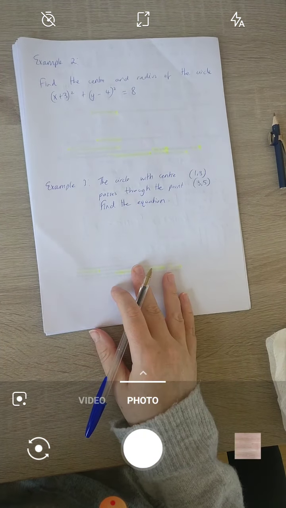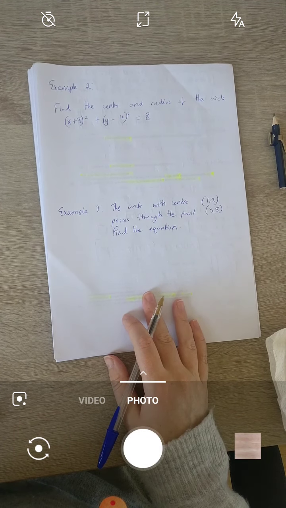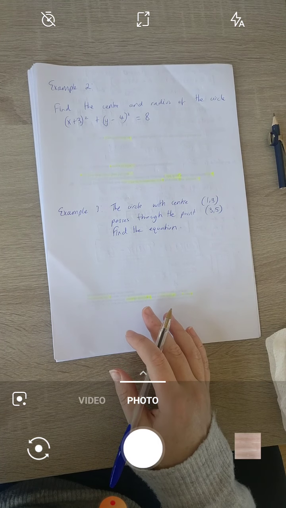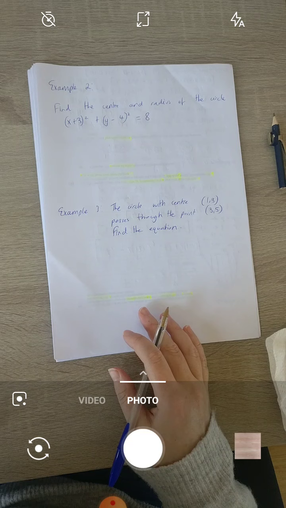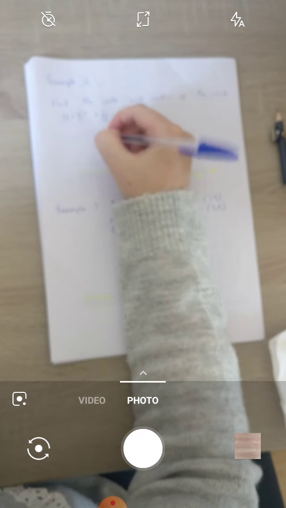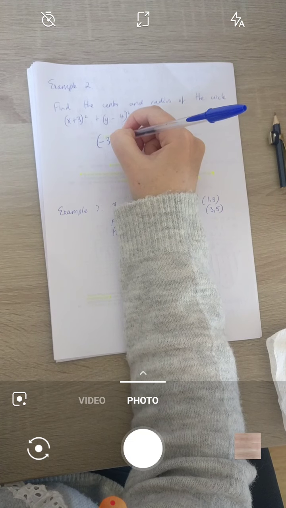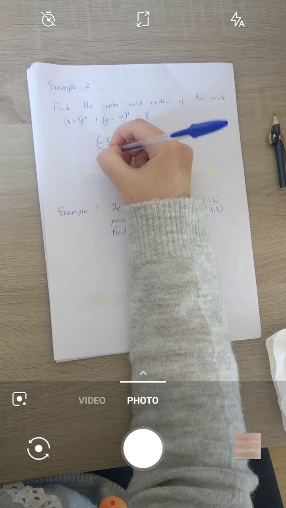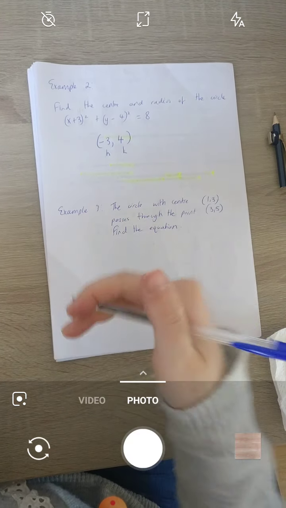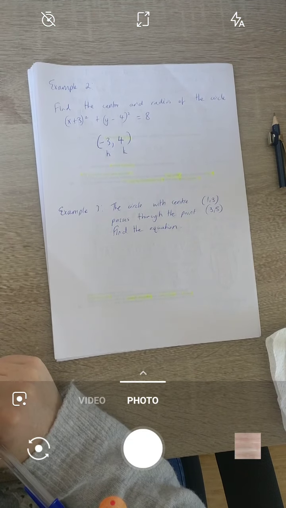Let's look at a couple of other examples here. Find the center and the radius of the circle x plus 3 squared plus y minus 4 squared equals 8. Now remember what I said here. The center is going to be the opposite signs. So minus 3 and plus 4. Because the h and k become minus h and minus k. So we always have to use the opposite signs.